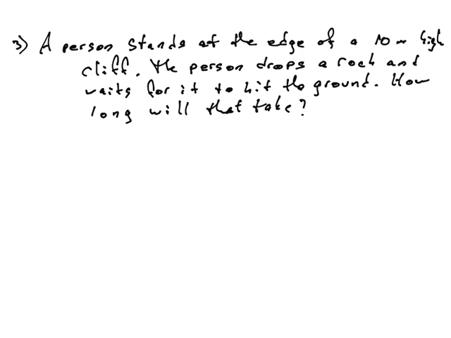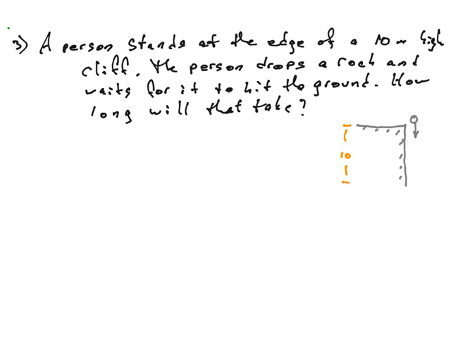Okay, well, first thing, let me go ahead and draw a little picture so we can see what's going on. Here's the cliff. Here's the rock, and the rock is going to be dropped straight down. What do I know? The height of this cliff is 10 meters. So, as usual, let's write down what we know and what we're looking for. A person stands at the edge of a 10-meter high cliff. The person drops a rock and waits for it to hit the ground.